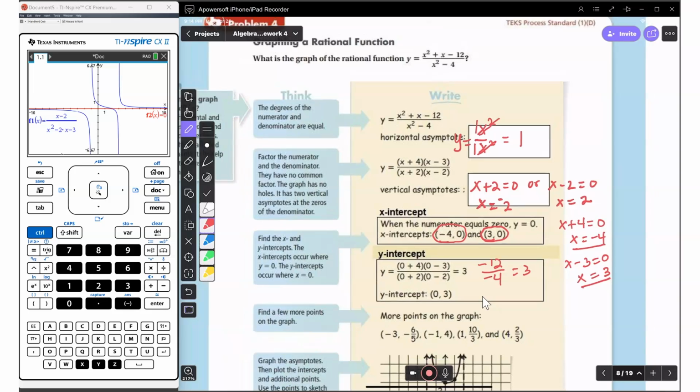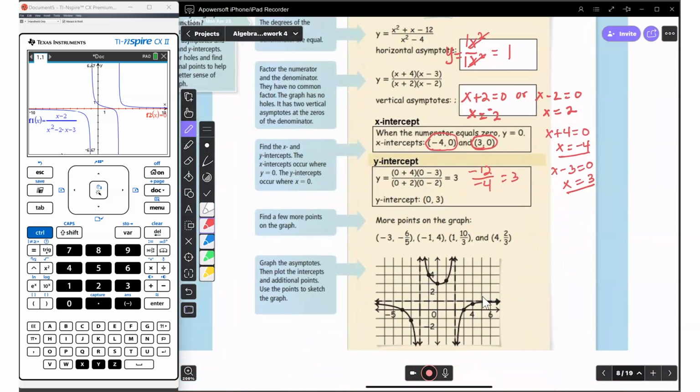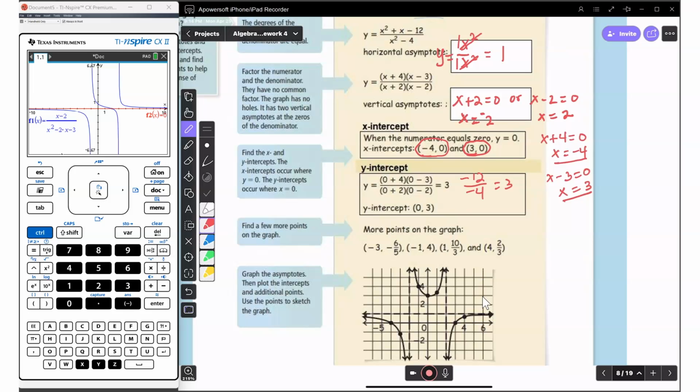So here are the vertical asymptotes. We have one at x equals 2, x equals negative 2, and of course we have the different points that give us the x-intercepts and also the y-intercept. And so the only thing I want you to remember is how to identify the horizontal asymptote, how to identify the vertical asymptote.